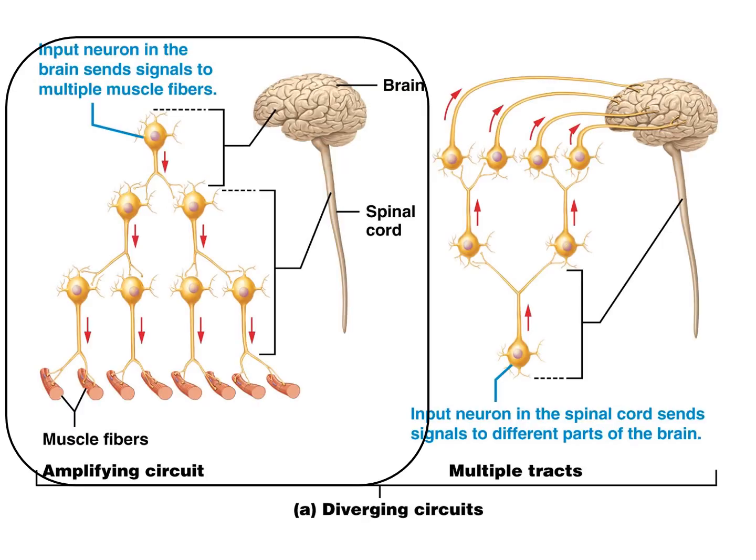Okay. So here are these figures again. So this is an amplifying circuit because due to the divergence, we have 1, 2, 3, 4, 5, 6, 7, 8 muscle fibers that are now affected to produce a much stronger muscle contraction than if divergence didn't occur, you would only have one muscle fiber.